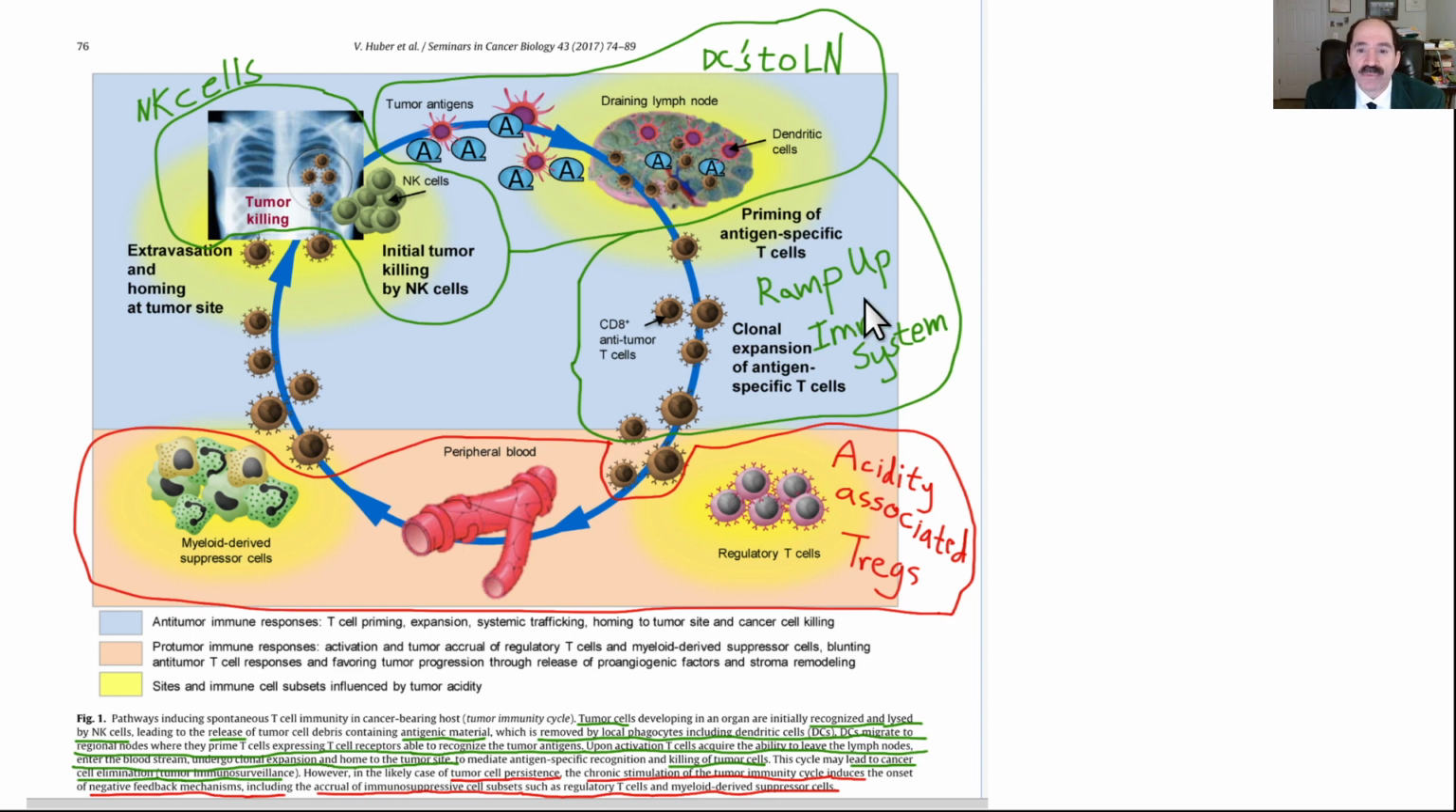And so then you've ramped up your immune system. Clonal expansion of the antigen-specific T cells, meaning that they're specific to the antigen, meaning they recognize it, so they can then go all over the body and remove that cancer. But now here's the problem. When the cancer starts growing and pumping out lactic acid around itself, it'll suppress any immune cells that come near it. And it becomes more and more difficult to treat that cell.